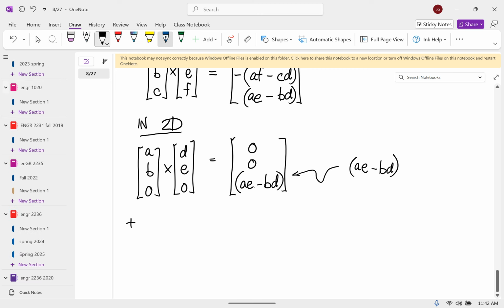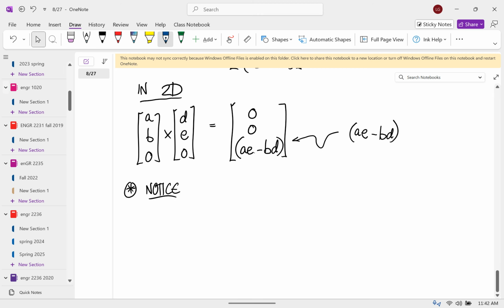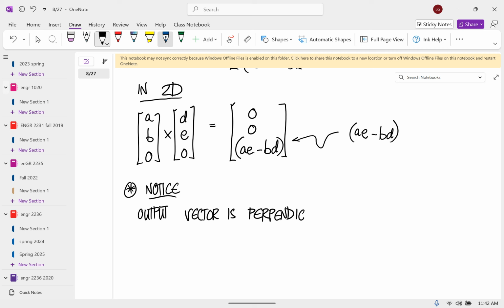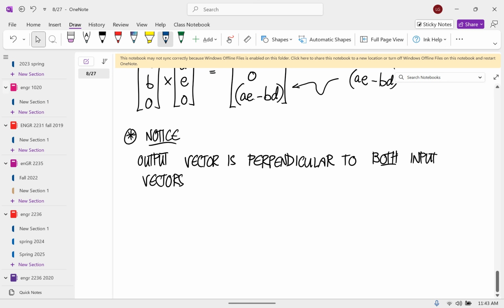Okay, notice the output vector is perpendicular to both input vectors, and that it satisfies the right-hand rule.